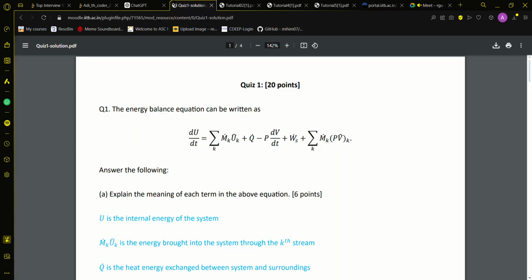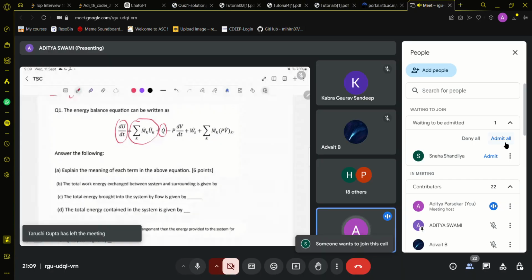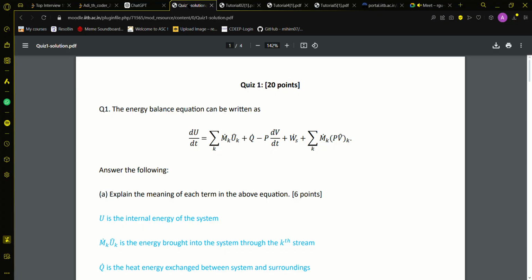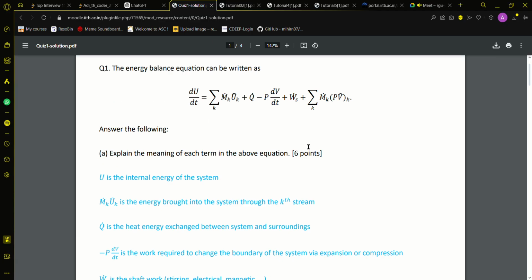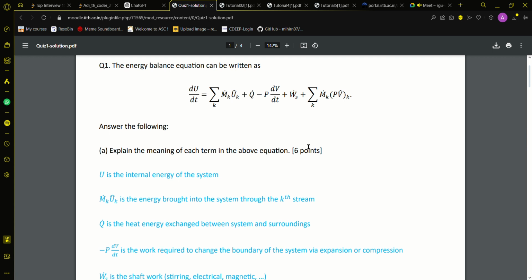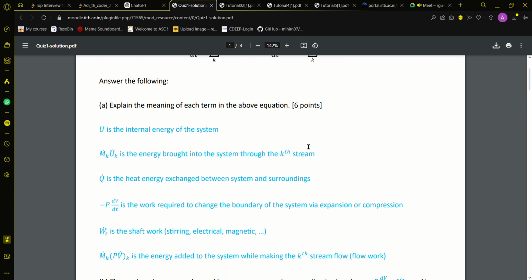Then the next term we have is the Q dot term. Q dot is the flow of heat energy, like the exchange of heat energy between the system and the surroundings. The minus P dV/dt term is the work required to change the boundary of the system. It could either be via expansion or compression. The next term here is the Ws dot term, which is the shaft work. The shaft work could include different types of work such as stirring, electrical and magnetic, etc.